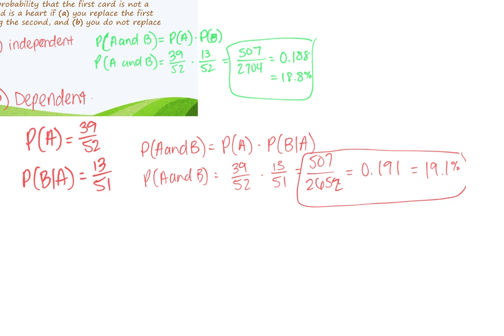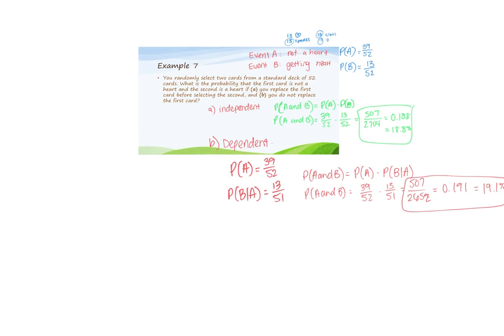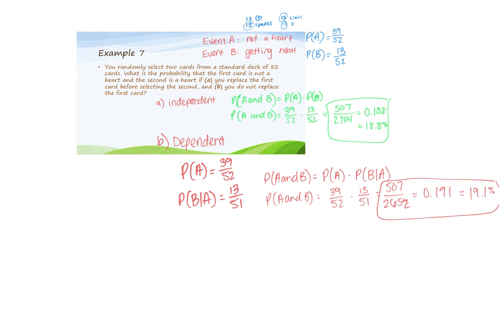The first percentage does not change, right? Not picking a heart the first time around is going to be the same percentage. But your second event changed. It was 13 over 52 the first time we did it because we did replace, and it was 13 over 51 if we did not replace it.